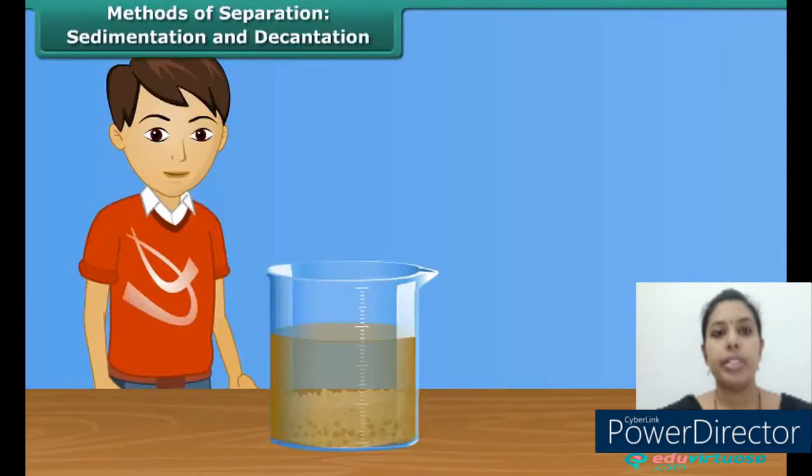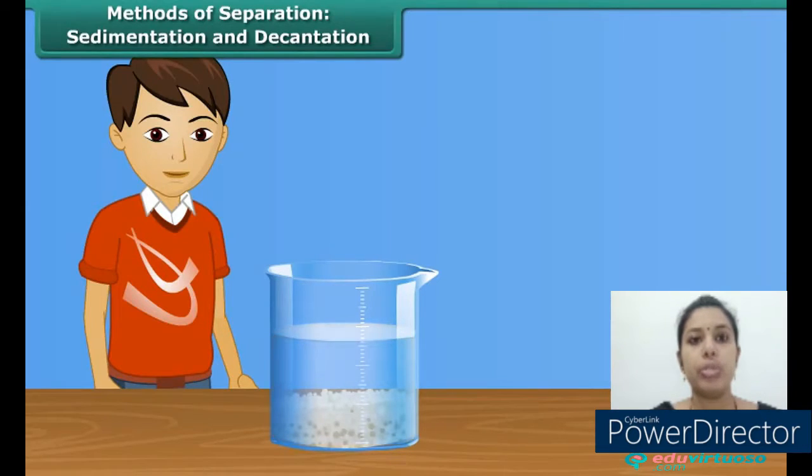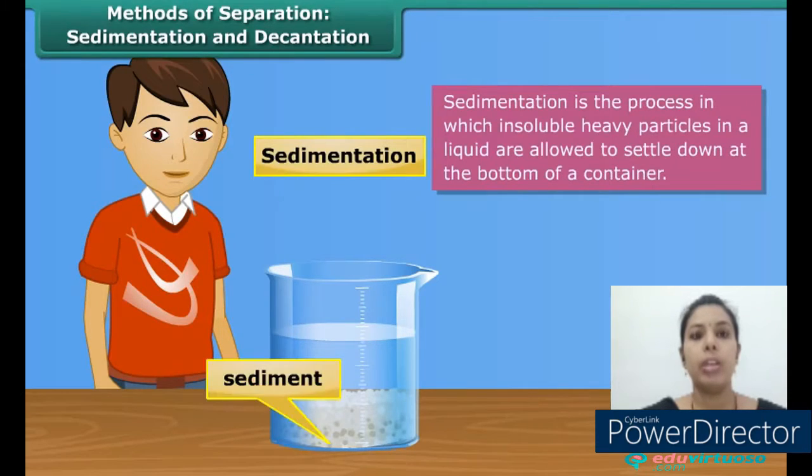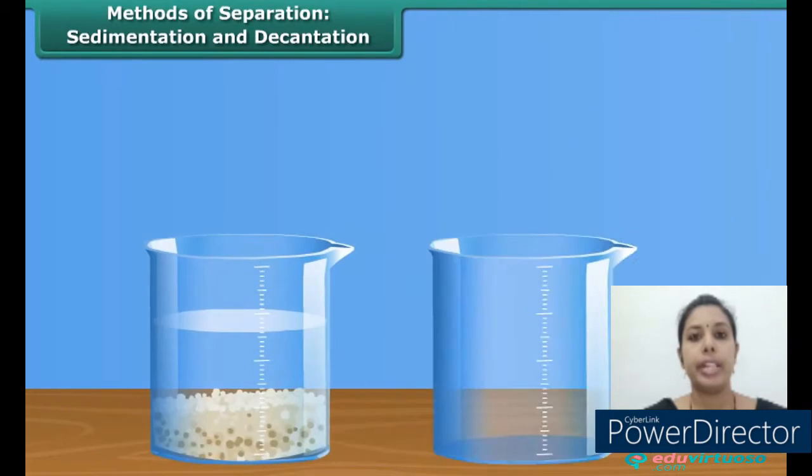Suppose you have a solid liquid mixture in which the solid is heavier than the liquid. For example, a mixture of sand and water. If you allow the mixture to stand for some time, the sand will settle at the bottom and the water will remain over it. This process is called sedimentation and the layer of sand at the bottom is called the sediment. The liquid above the sediment is known as the supernatant liquid.